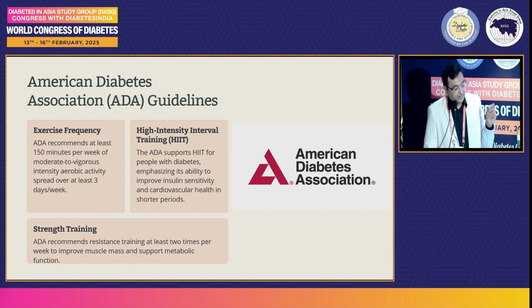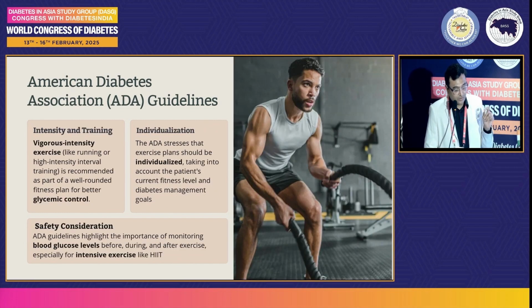Now, ADA clearly says that even if you do 150 minutes per week of exercise, you have to do at least two times a week high intensity exercise, resistance exercise, to get the top benefit, right? And strength training is also recommended by ADA. They have also said that vigorous intensity exercise is recommended as a part of a well-rounded fitness plan for better glycemic control. But yes, you have to make sure that this is individualized.